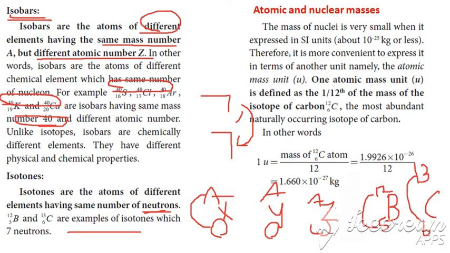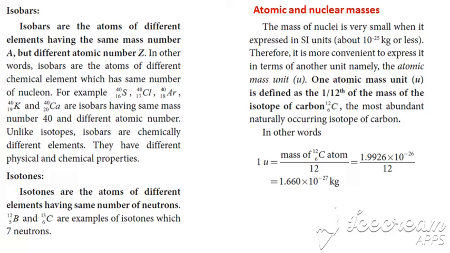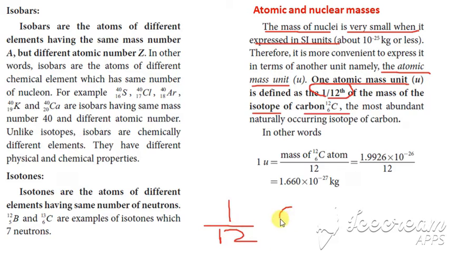Next, we are going to see the atomic and nuclear masses. The mass of the nuclei is very small when it is expressed in SI units. Therefore, it is convenient to express it in other terms, called the atomic mass unit. The atomic mass unit is defined as 1 by 12th the mass of the isotope of carbon C 6 12. If you take 1 by 12th of C 6 12, that gives you the atomic mass unit.